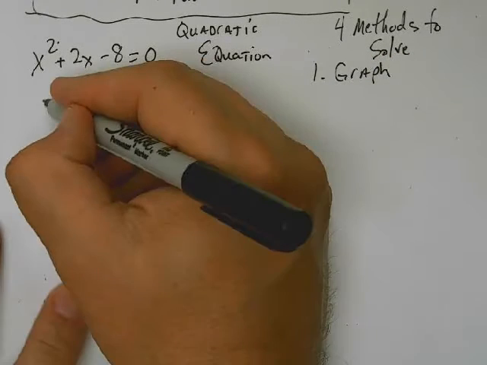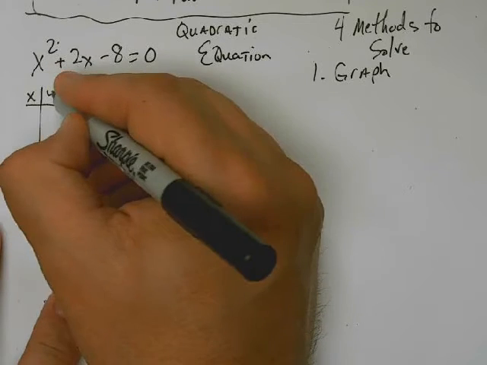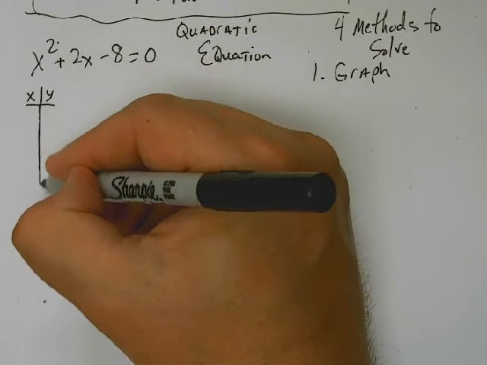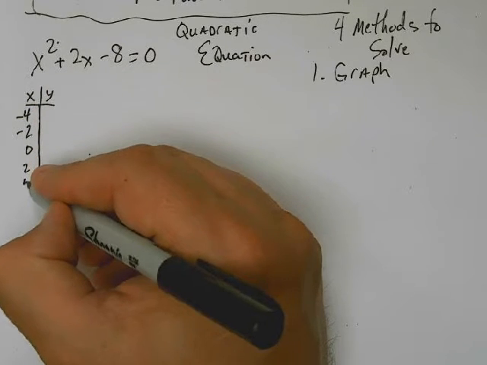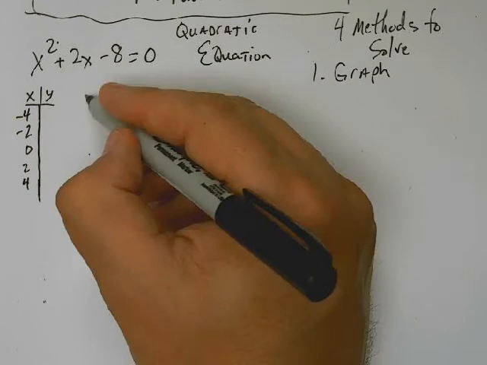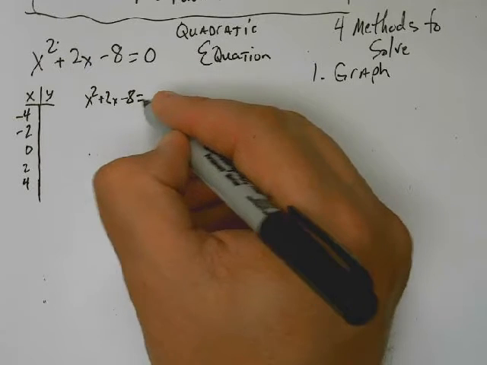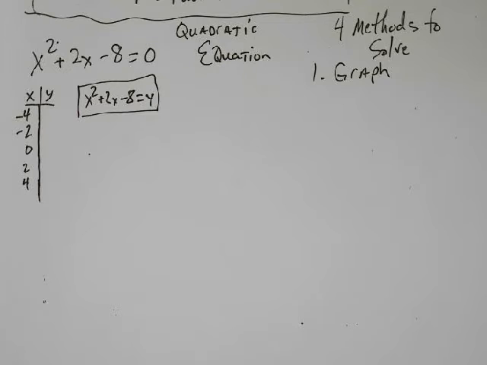Okay, so here we go. We've got an xy table. Use these values: -4, -2, 0, 2, and 4. Let's solve this quadratic, and we're going to set it equal to y because that's our corresponding function. Now go ahead and put those 5 values in and get a corresponding value for y.